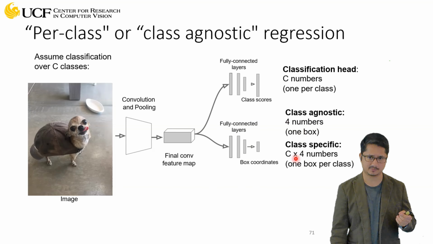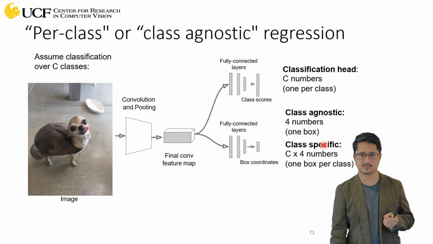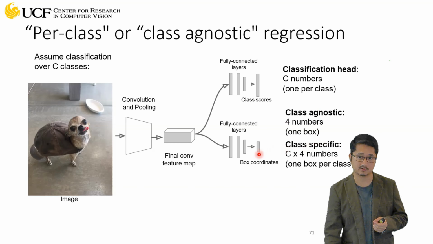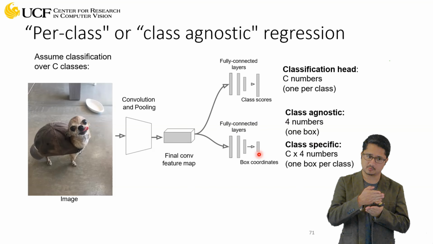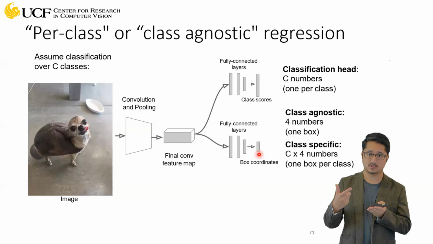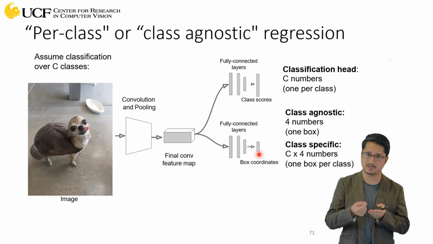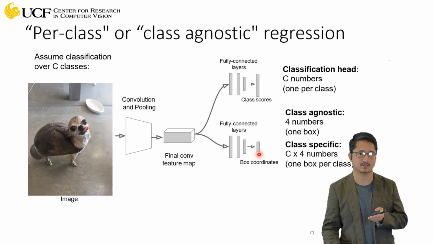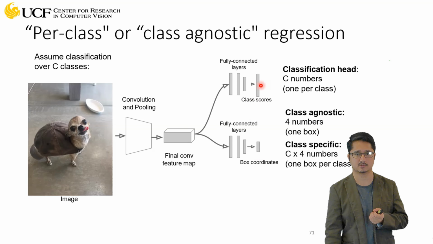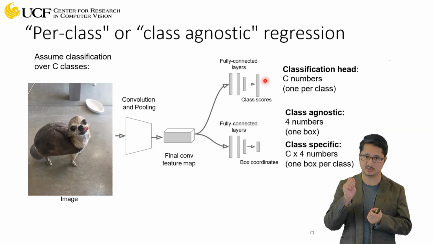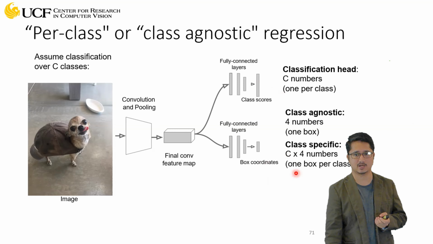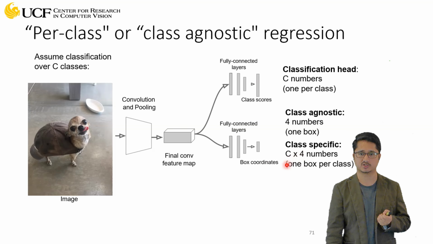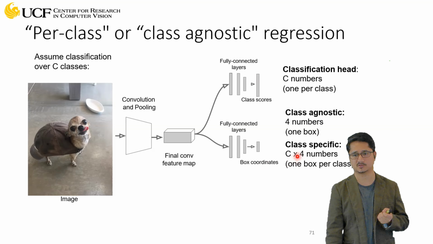Or you can have class specific prediction. Class specific means this network will care about which class a bounding box is for. So for each class, you will have a prediction, and that's very well aligned with your classification scores, because for classification as well, for each class, you have some prediction. So if you have C number of classes, then you will need 4 numbers for each class. Then it becomes C times 4 total numbers.